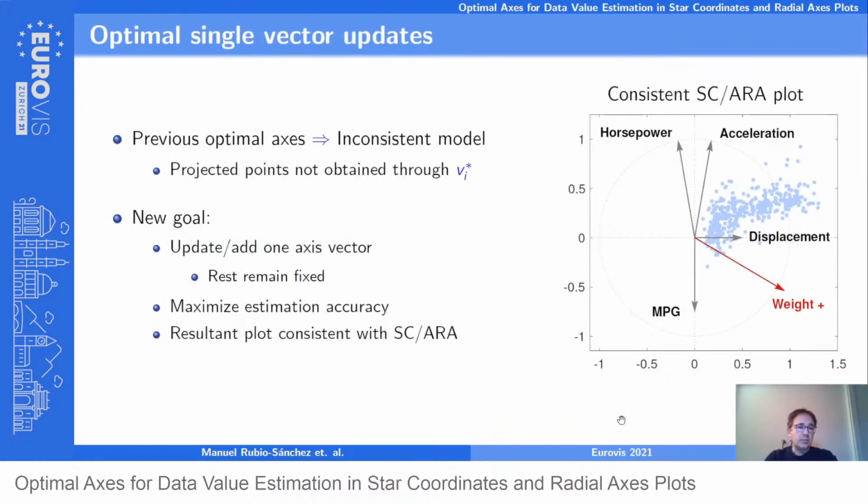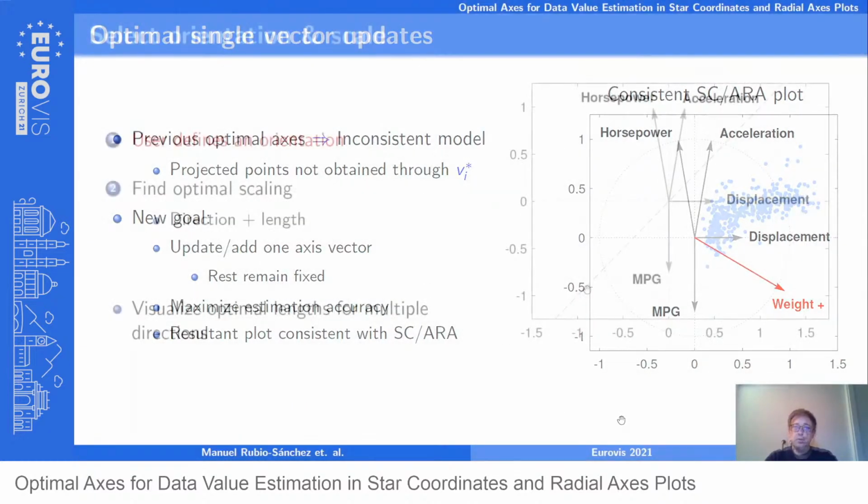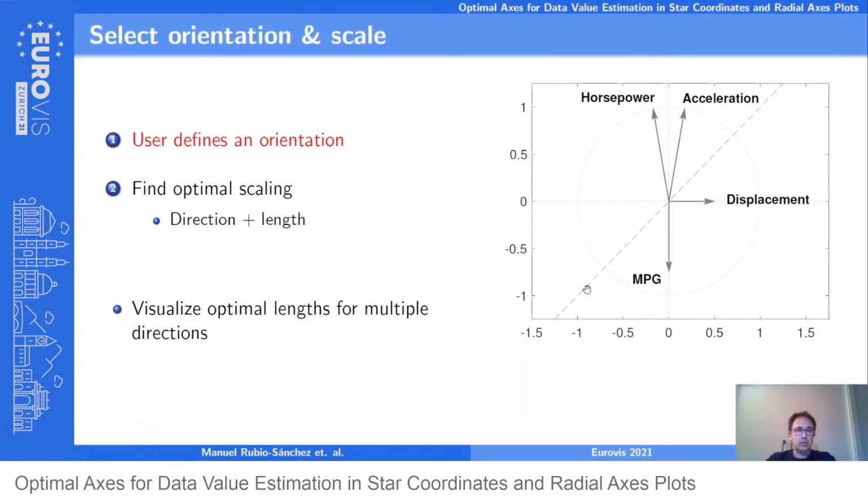A drawback of the previous optimal axes is that they lead to inconsistent models. They are inconsistent because the projected points are the same, but we're using different vectors. So now our new goal is going to be to update or add one axis vector while the rest remain fixed, and we want to maximize the estimation accuracy, but with a plot that is consistent with the model, with the star coordinates or ARA. So in the first approach, the user is going to define an orientation, and subsequently the method is going to find an optimal direction and an optimal length for the vector.